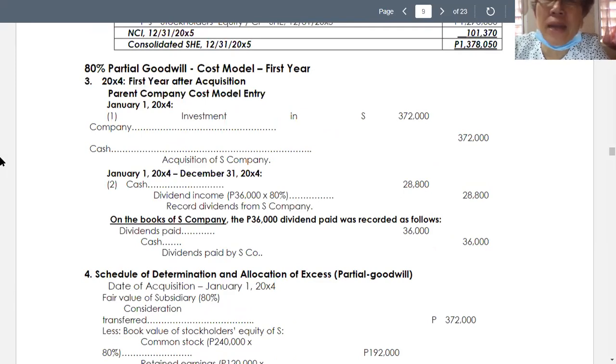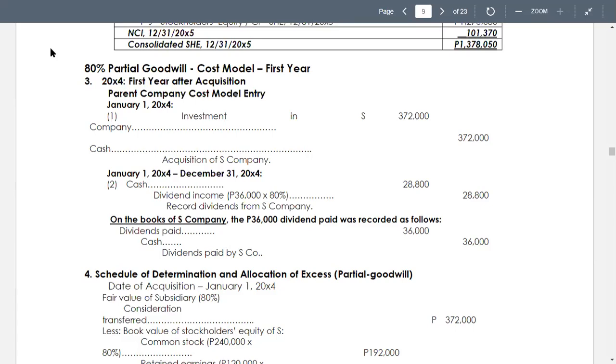The entry of B company is to debit investment at cost of 372,000 and credit to cash. So debit investment and credit to cash. Now for the acquisition. And for the dividends received from S company, the dividends paid by S company was 36,000. 80% of that goes to P. So you now debit cash and credit dividend income since we are using the cost method of accounting.